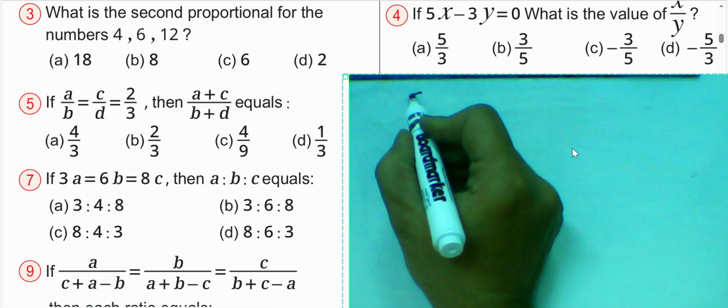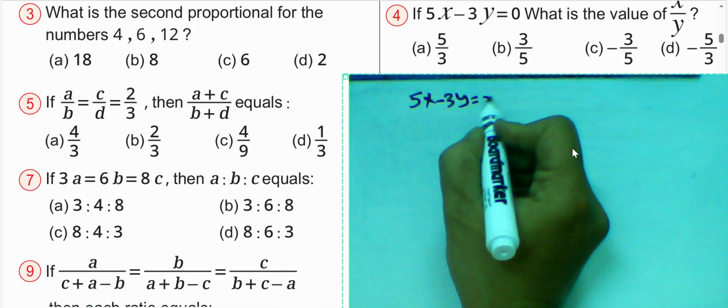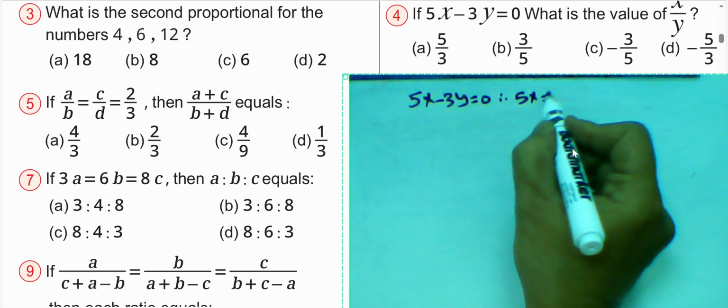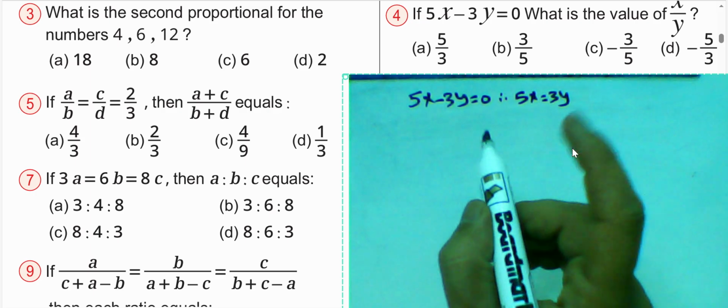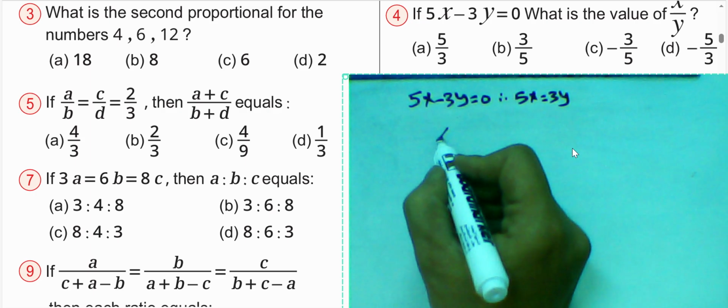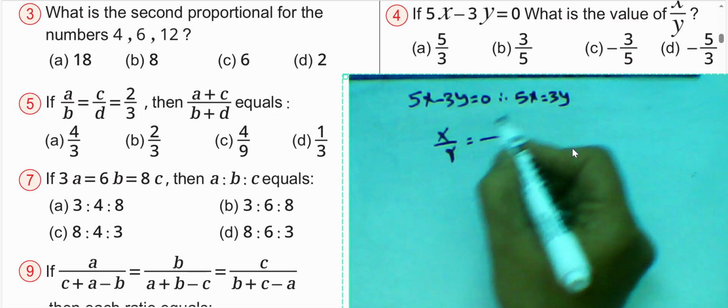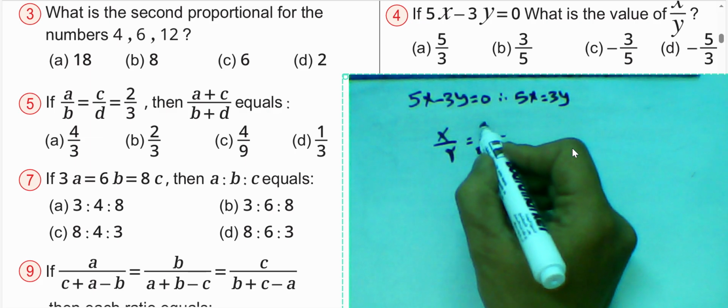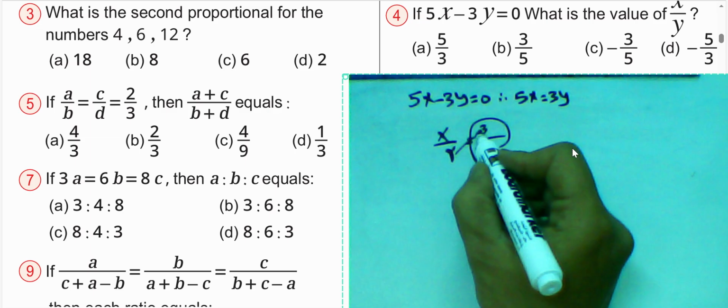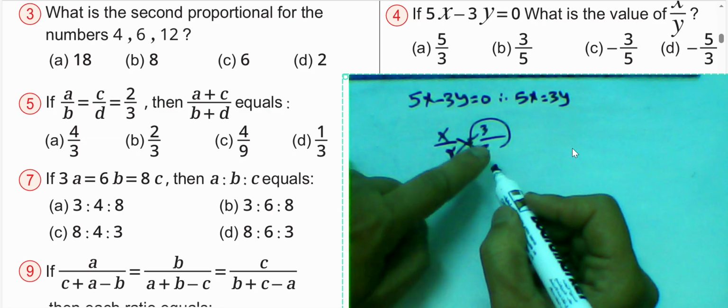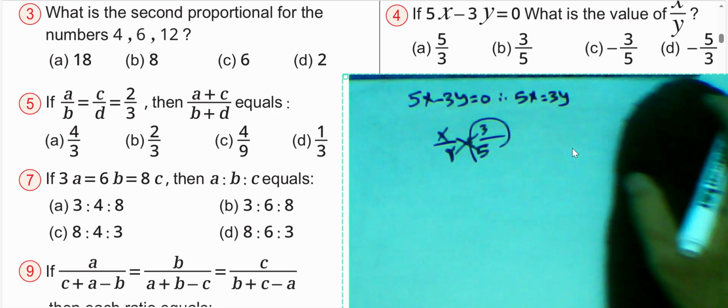5x minus 3y equals 0. Then 5x will be equal to 3y. We can find the ratio between x and y. x over y equals 3 over 5, where x is multiplied by 5 and y is multiplied by 3. Then the ratio is 3 over 5.